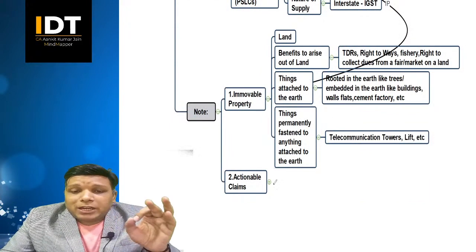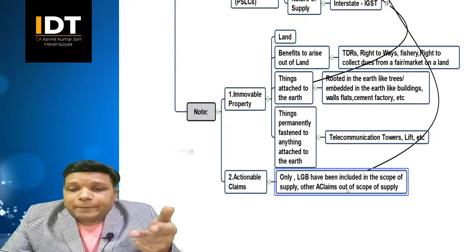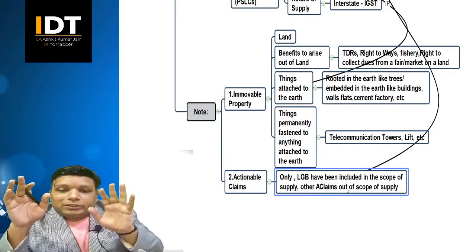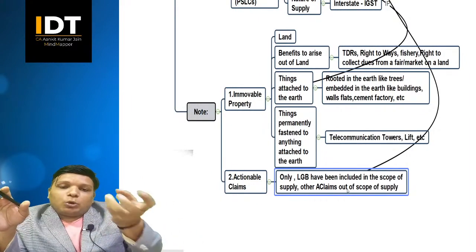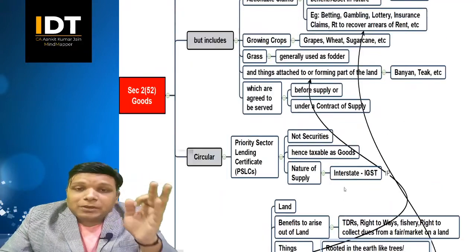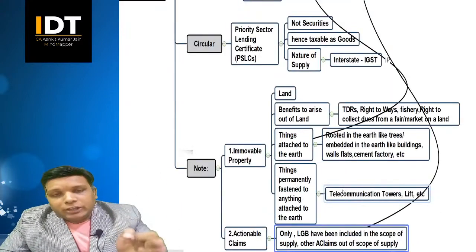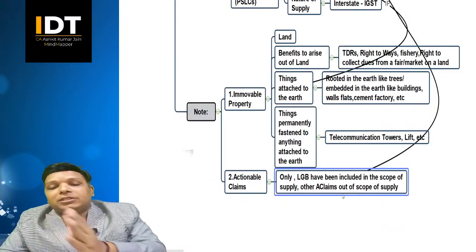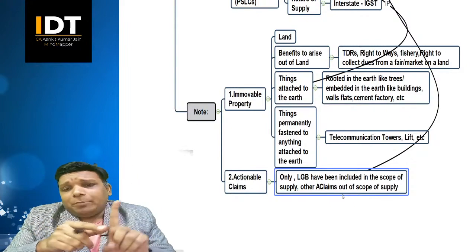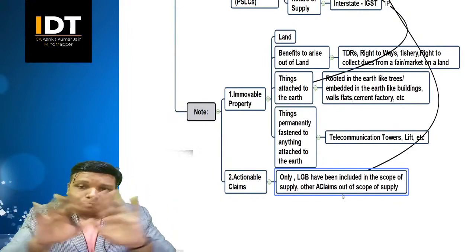Then what do you mean by actionable claim? We have already seen what an actionable claim means, but only lottery, gambling and betting have been included in the scope of supply. We will discuss that later, when we discuss the scope of supply. Actionable claims are included in the definition of goods, but whether they fall in the scope of supply, we will see afterward. As of now, just for your reference, only lottery, gambling and betting have been included in the scope of supply. Other actionable claims are out of the scope of supply.